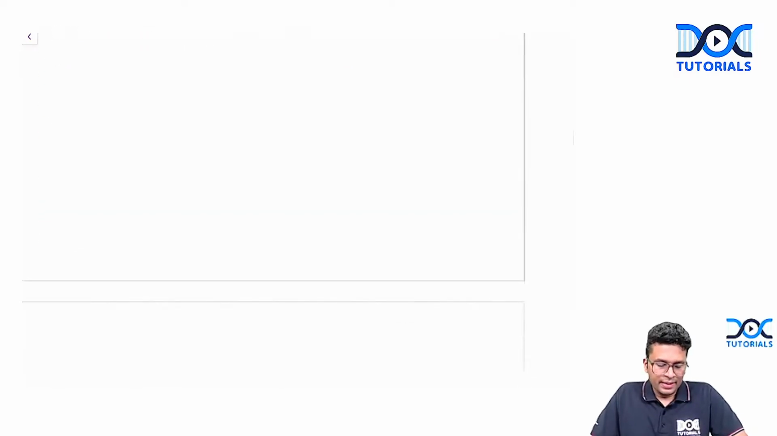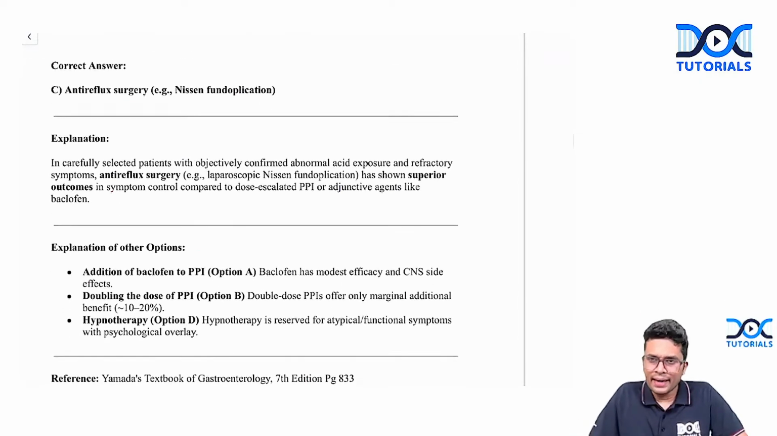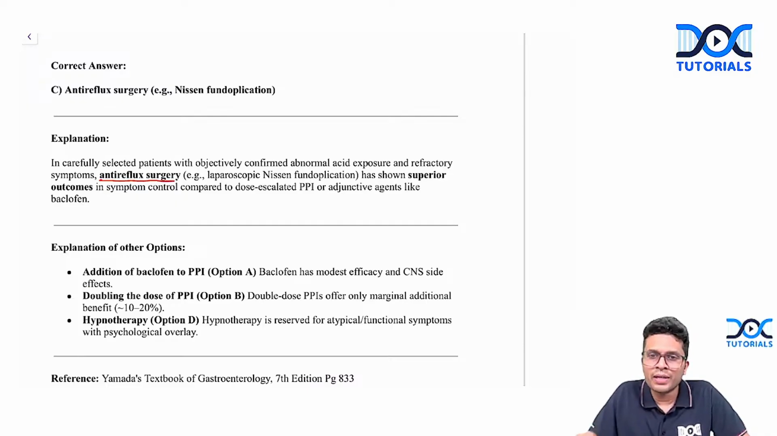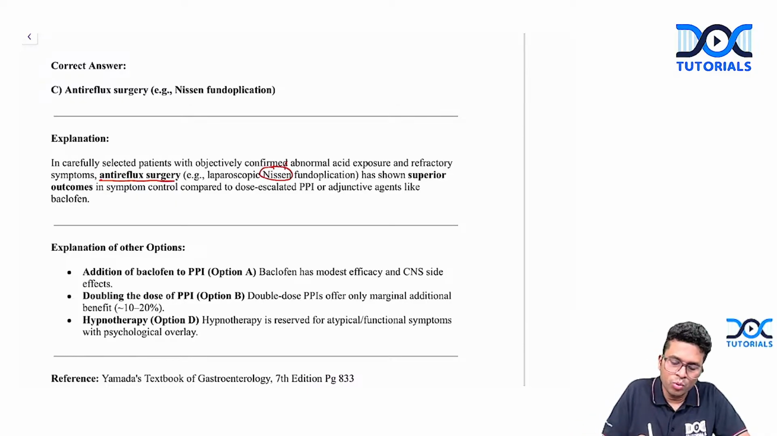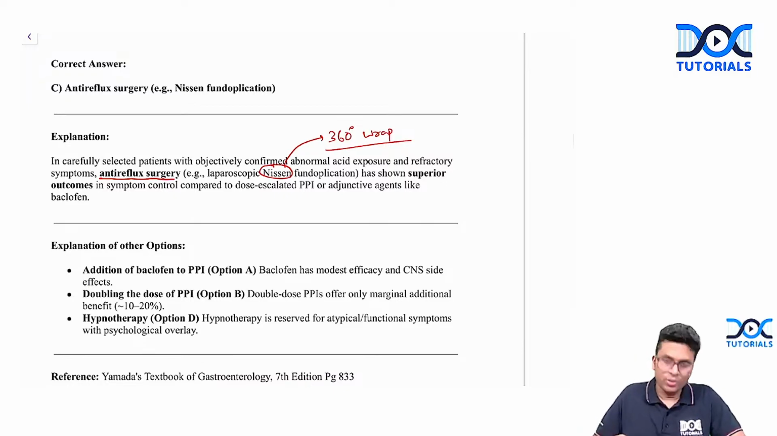However, as per data, there are newer things coming up, but there were NEJM studies in 2019 and also trials like the LOTUS trial, which were done before. Most of them have consistently shown that if a patient has diagnosed refractory PPI-resistant reflux disease, then the best therapeutic procedure at this point of time is anti-reflux surgery, for example laparoscopic Nissen's fundoplication, where you do a 360 degree wrap. This is superior to just using medications. The other options I have ruled out easily.